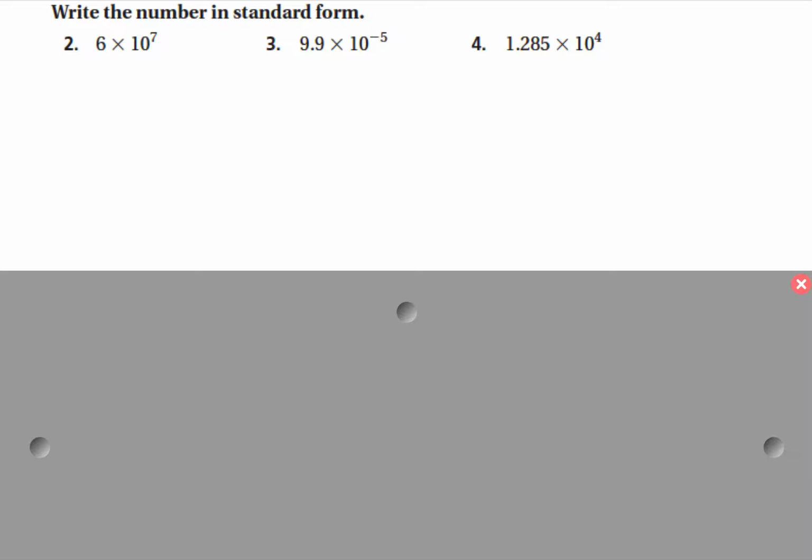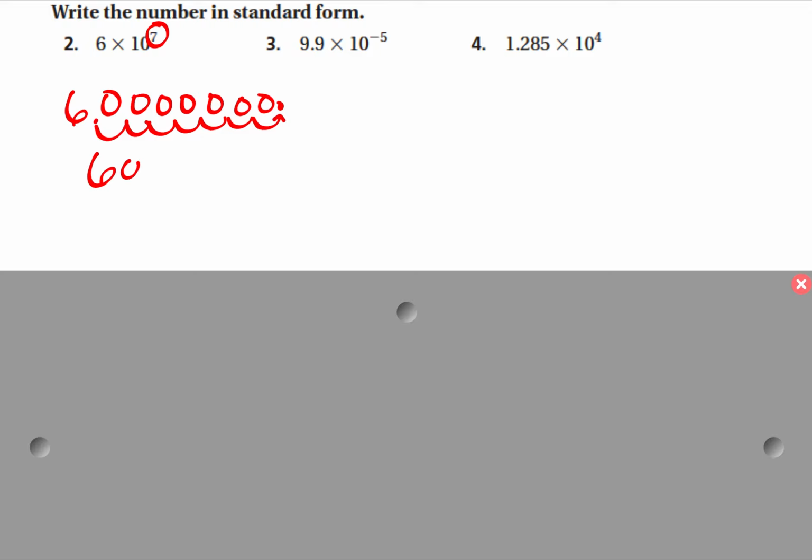All right, let's go through some more examples of writing numbers in standard form. 6 times 10 to the 7, I've got my 6. The decimal is right there. I'm going to move the decimal 7 places, making the number bigger. 1, 2, 3, 4, 5, 6, 7. It's going to move clear over to here. There are no numbers here, so I'm going to have to fill them in with zeros.